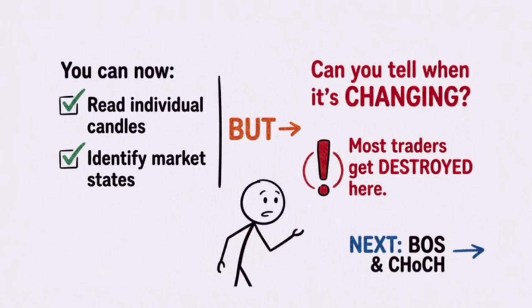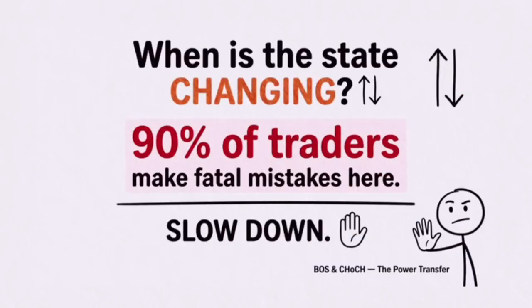Okay, so now you can read candles, and you can identify which of the 4 states the market is in. But here's where most traders get absolutely destroyed. They can't tell when the state is changing, and that's what BOS and CHoCH are really about. You know the 4 states now. The critical question: how do you know when the state is changing? This is where 90% of traders make fatal mistakes. So slow down, this section is the most important part of this entire video.